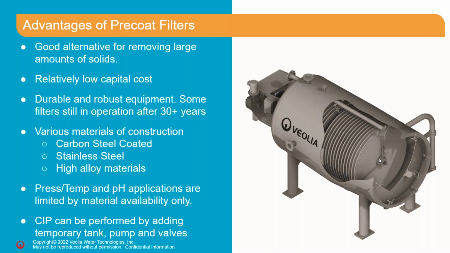Another advantage of Precoat filters is that they can take in applications with a wide range of pressure, temperature, and pH, and is typically only limited by the availability of the material. If there is a need for CIP due to fouling or any other reason, this can be performed by adding a temporary CIP tank, pump, and valve.